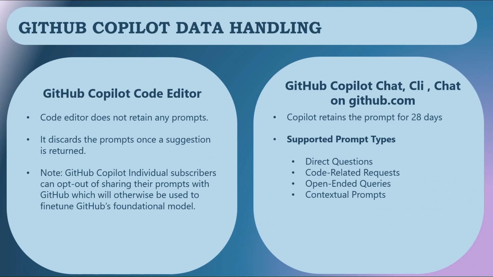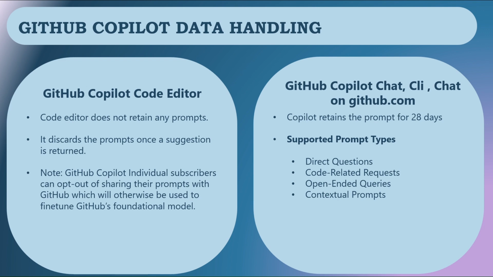Now let's discover how GitHub Copilot handles data for different environments, features, and configurations. Data handling for GitHub Copilot in the editor: GitHub Copilot in the code editor does not retain any prompts, code, or any other context used for the purpose of providing suggestions to train the foundational models. It discards the prompt once the suggestion is returned.